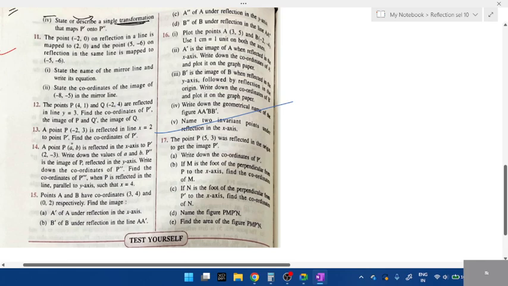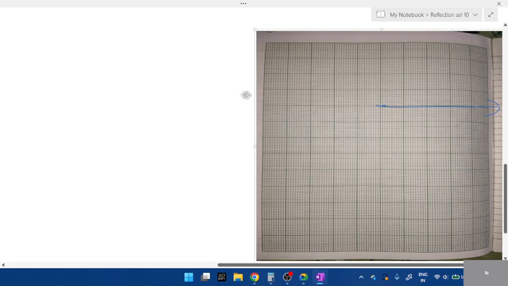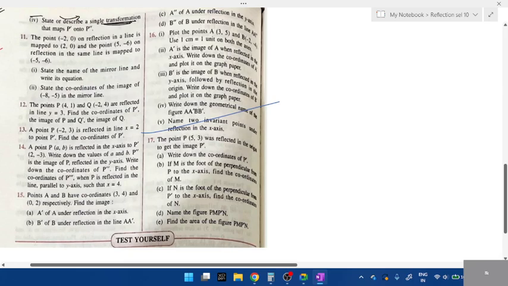Look here. Try the 14th one, all of you. Wait, let us try without using the graph, students. Look at the 14th one. All of you will concentrate. 14th: a point AB is reflected in which axis? Okay, look here. R of x. If it is reflected in the x-axis, which is 0. So what is P dash?